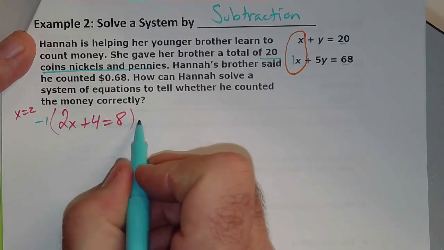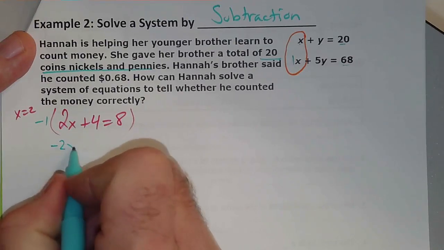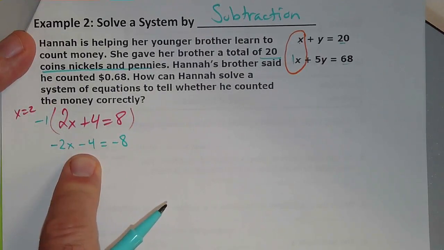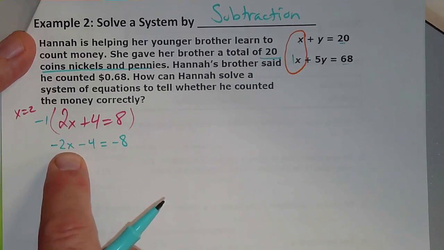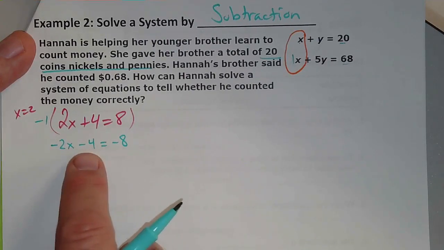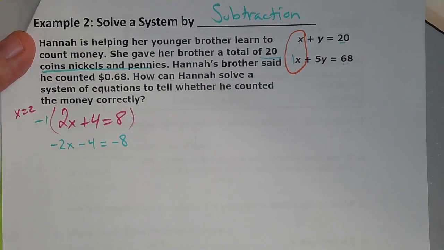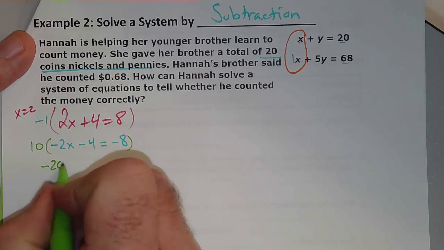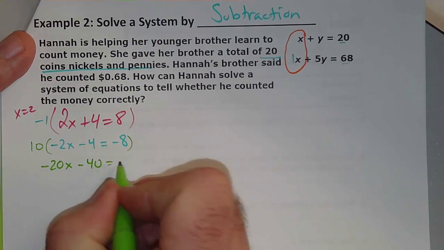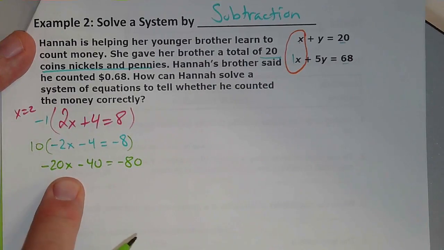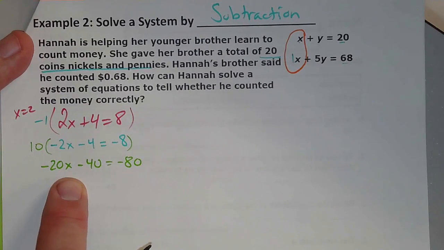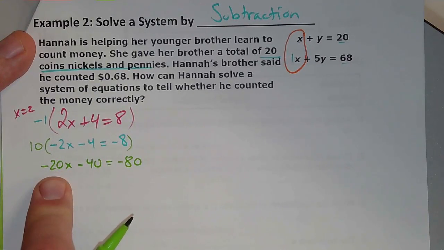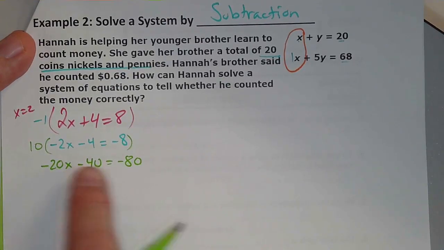So if I multiply all of these by negative 1, I've got negative 2x minus 4 equals negative 8. Will 2 still make this true? Yes. Negative 2 times positive 2 is negative 4. Negative 4 combined with negative 4 will give us negative 8. What if I multiplied the whole thing by 10? And I said negative 20x minus 40 equals negative 80. Will 2 still make this true? It will. Negative 2 times negative 20 is negative 40. Negative 40 and negative 40 combine to be negative 80.